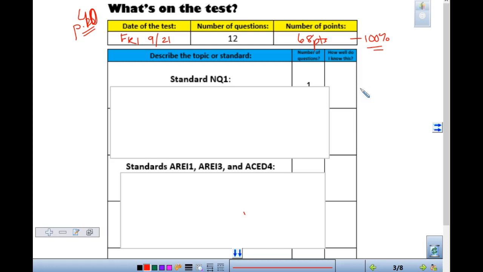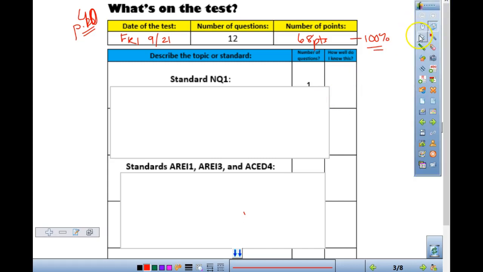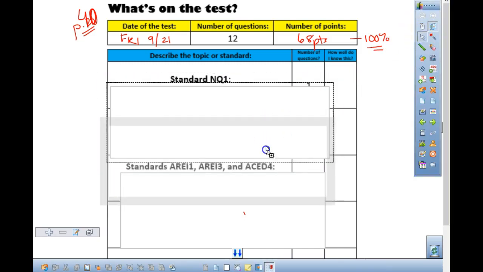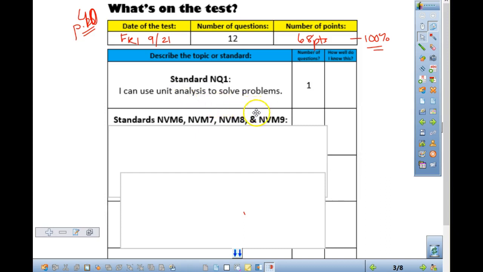So Friday, as we look at the number of questions and where your points are coming from and your standards here. So the first standard, I don't know that you necessarily have to write the exact standard, but just to make sure that you're understanding, that first standard, there's only going to be one question. That's the unit analysis. Unit analysis we will have on this test.